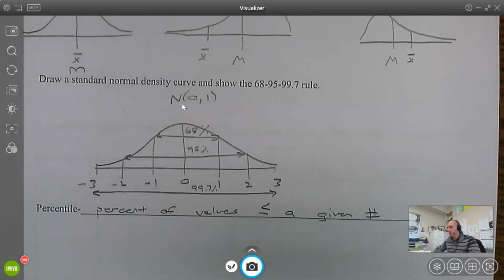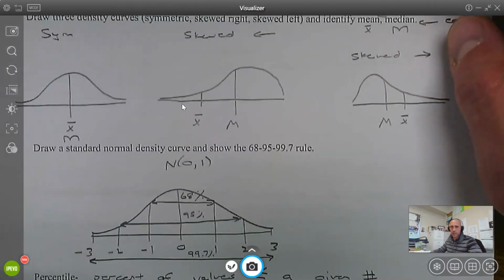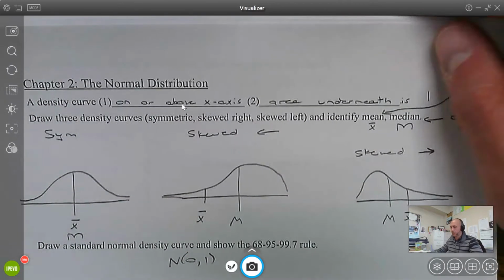All right, I'm back with chapter 2 outline. Just a refresher, as I'm going through this, you're going to fill this out, pause as needed, and bring it to class with you next week.